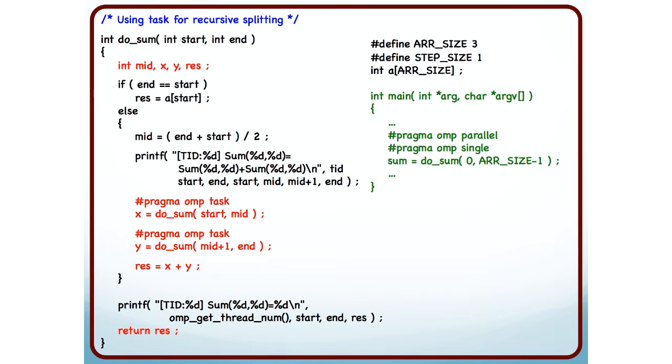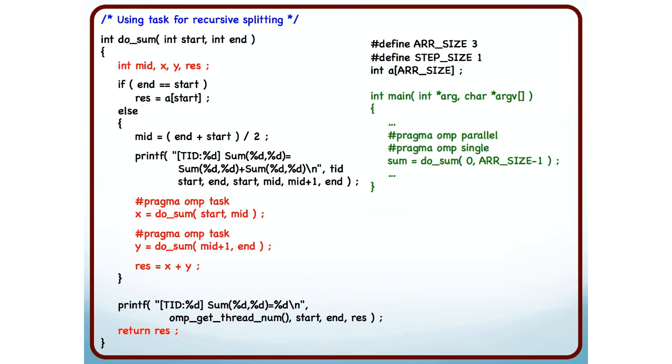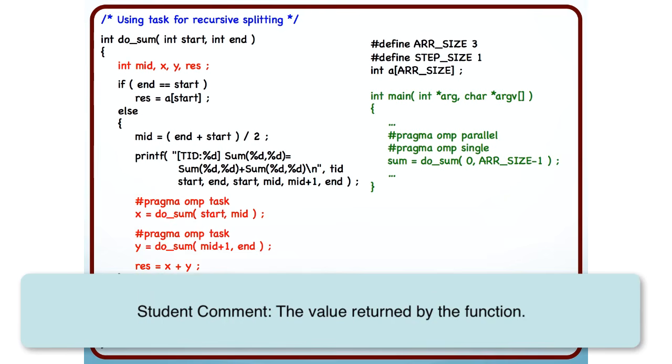So there are several issues with this code. What is the issue? There should be a barrier before res is equal to x plus y. Okay. Anything else? What is the value of x at this point? Returned by the function.